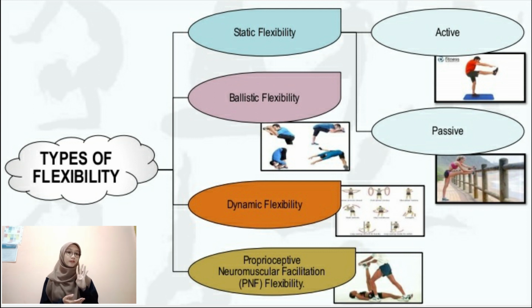So the last one, the fourth one, is proprioceptive neuromuscular facilitation, which is PNF flexibility. It combines passive stretching and isometric stretching in order to achieve maximum static flexibility. PNF refers to any of several isometric relaxation stretching techniques in which a muscle group is passively stretched, then contracts isometrically against resistance, and is then passively taken through an increased range of motion. This PNF is useful in rehabilitation programs.